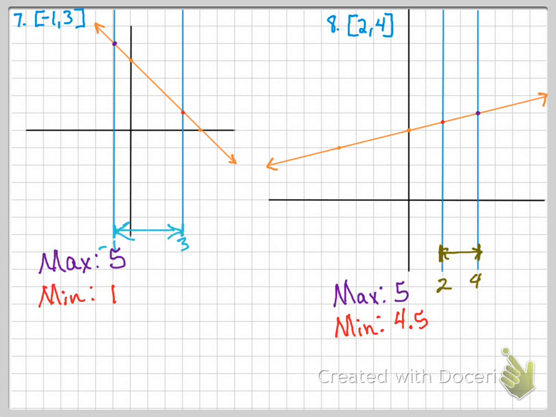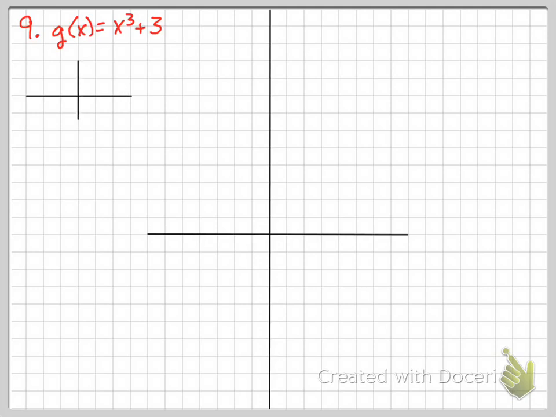All right, let's look at number 9. Okay, number 9 is g of x equals x cubed plus 3. They want us to complete the table of values to get our points, and then they want us to compare it to the parent functions, and then describe any change in the domain, the range, and the x and y intercepts. Okay, it gives us x values of -2, -1, 0, 1, and 2.